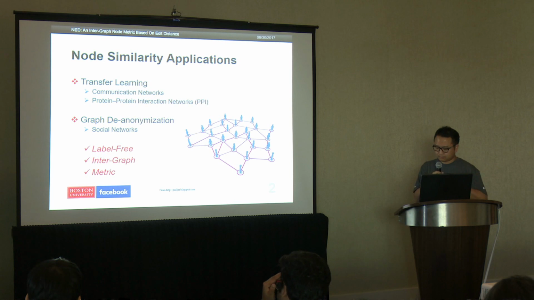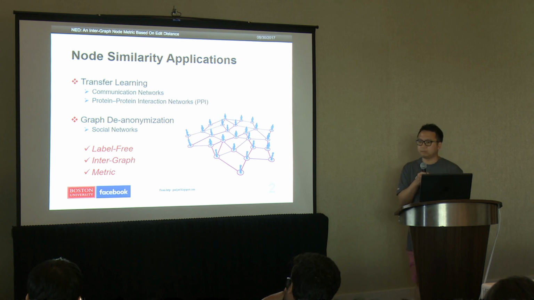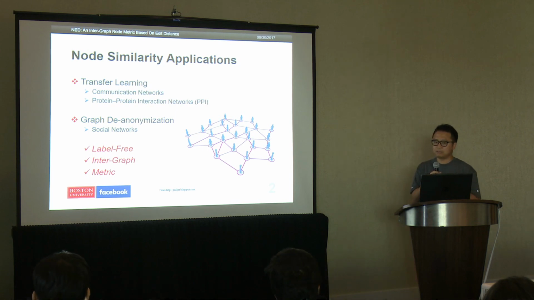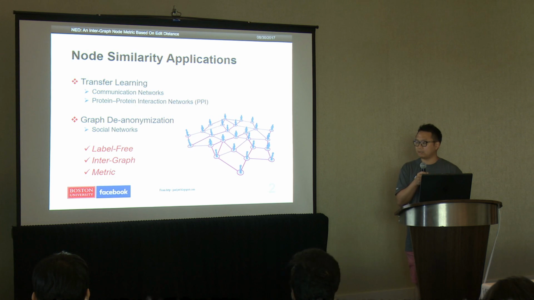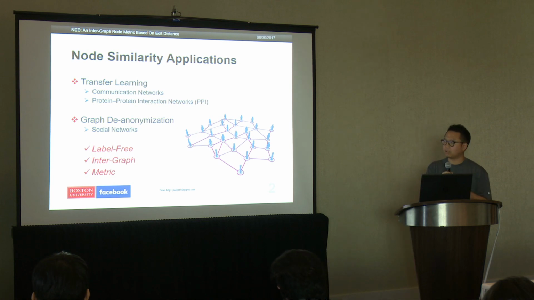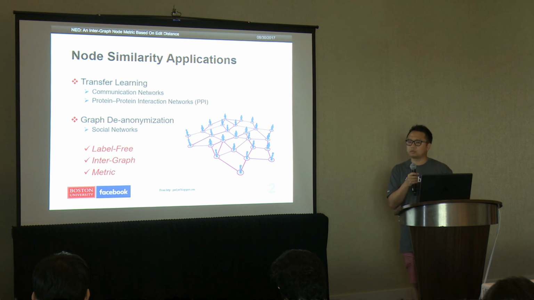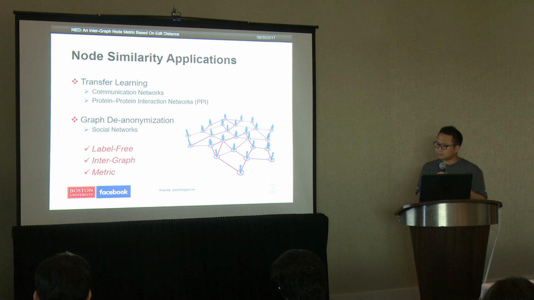To do the abstraction, we find that all those applications share similar properties. One is label-free, because some graphs may not have the same labeling systems, and some graphs do not have labels at all, so we cannot always leverage labels. The second one is inter-graph. Because for transfer learning and graph de-anonymization, we need to compare two nodes in two different graphs, which means the two nodes may not have connectivity.